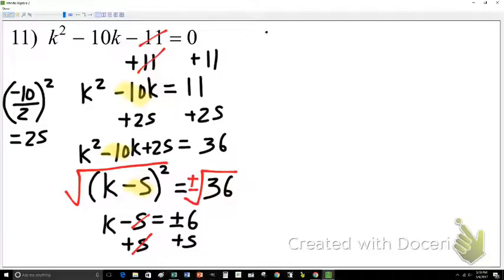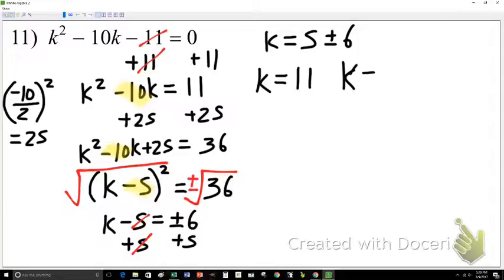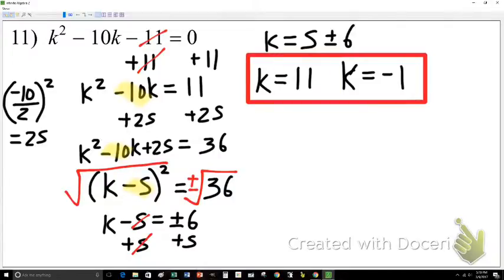And we've now solved for k. So k is equal to 5 plus or minus 6. Separating that out, we have k is equal to 5 plus 6, which would be 11. And then the other value, k is equal to 5 minus 6, which would be negative 1. So there are our two answers.